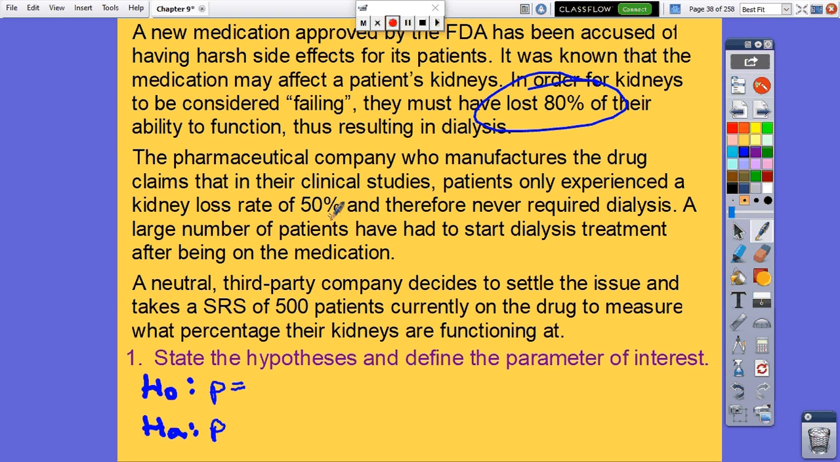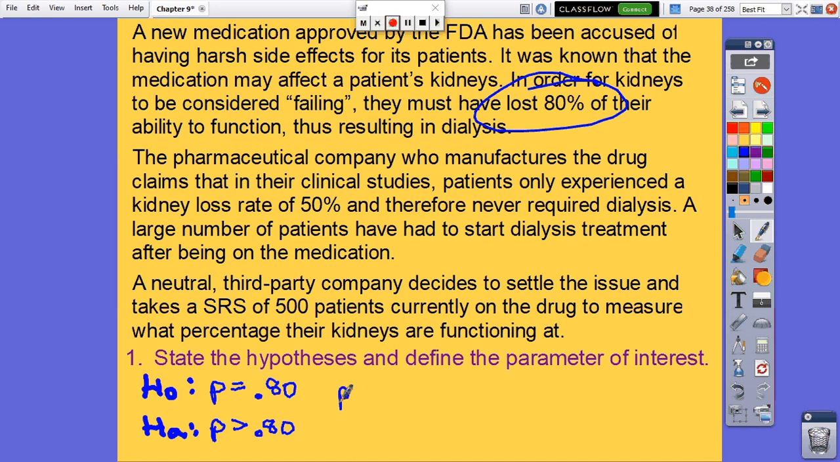The pharmaceutical company says, our patients only lose 50%. But a lot of patients, again, had to go on dialysis. So it's seeming more like they've lost at least 80%, right? But this is the initial claim, this 80%. This is what we have to put under debate here. So we're checking to see if the proportion is actually 80% versus that they have lost more than 80%, right? If they lose more than 80%, then they have to go on dialysis.